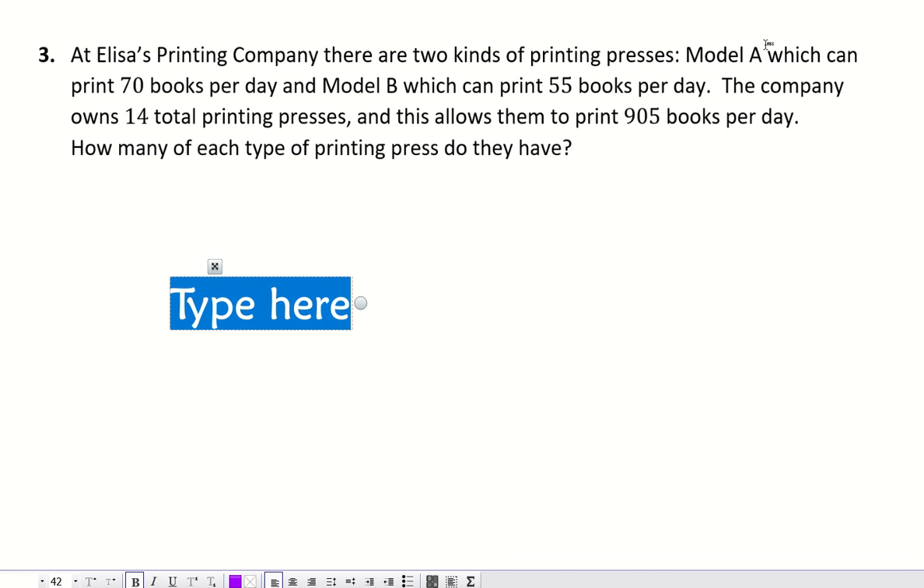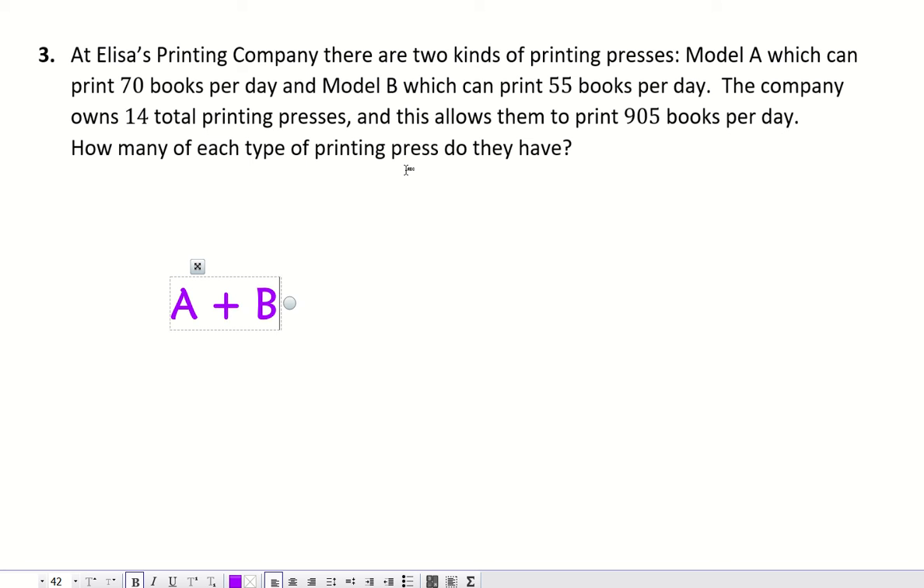Elisa's printing company. So we have Model A printing presses and Model B printing presses, 70 books a day versus 55 books per day. The company owns 14 total printing presses, and this allows them to print a total of 905 books. How many of each type of printing press do they have? So whatever's not known, whatever they're asking for, that's what your variables have to temporarily take the place of. So let's literally say A and B, right? A would be the number of Model A presses, and B would be the unknown number of Model B.